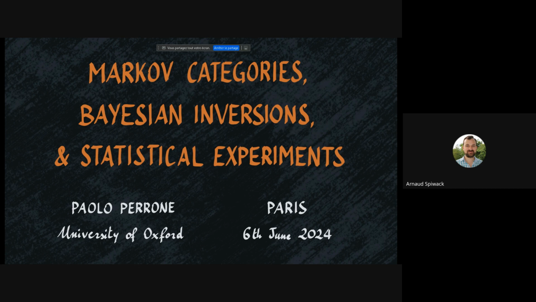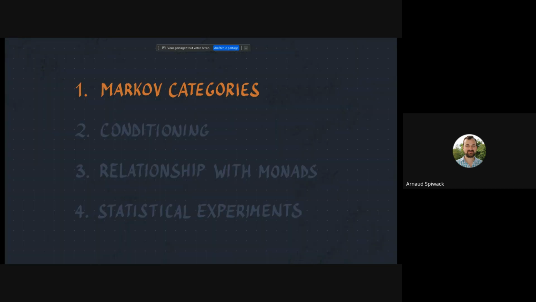I will give you a little overview of what Markov categories are and the main structures of probability with them, and talk a little more in detail about how to do conditionals. We'll see the relationship between Markov categories and monads, and if there's time, I want to show you how to use them in practice, doing some statistics theory and statistical experiments using Markov categories. All right, let's get started, and of course, feel free to interrupt me at any point.